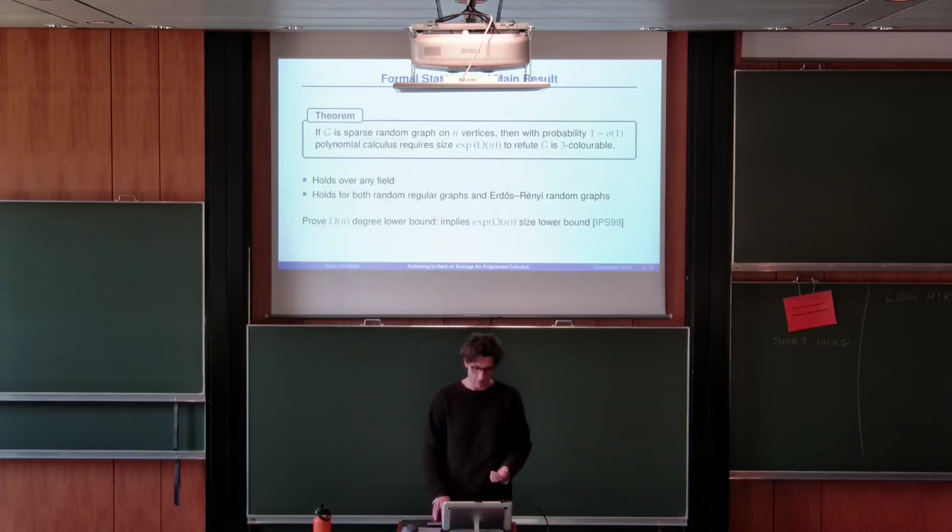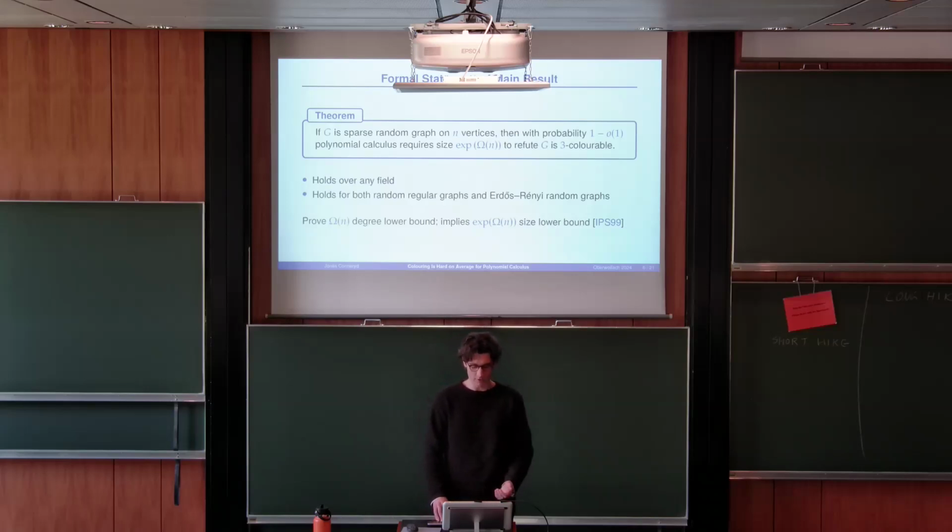So more formally, the main result simply says that if G is a sparse random graph on n vertices, and again, here we have to choose the sparsity parameter so that it's unsatisfiable, but this is no problem. Then with probability 1 minus o(1), the polynomial calculus proof system requires exponential size in the number of vertices in the graph to refute that G is three-colorable. This result holds over any field, and it holds both for random regular graphs and Erdős-Rényi graphs.